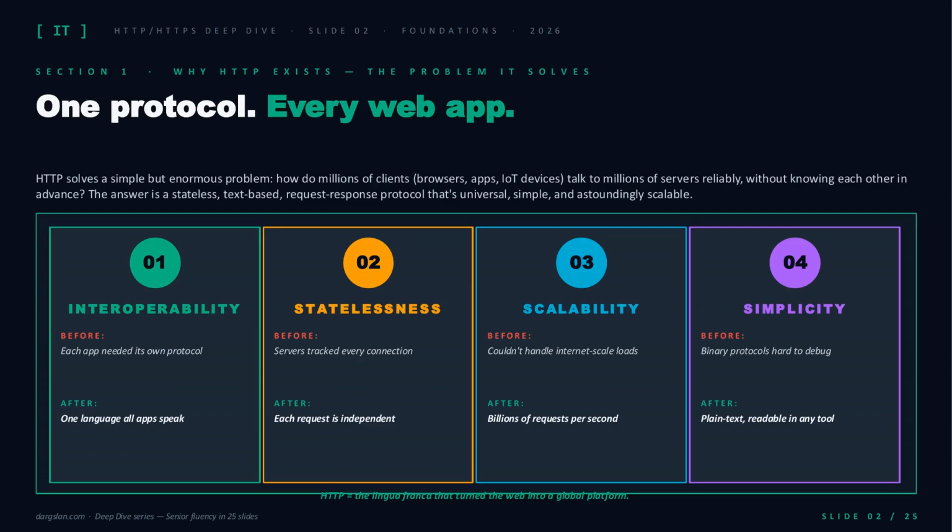Interoperability. Instead of every app inventing its own protocol, we got one shared language. Statelessness. Servers stop tracking every connection, so each request stands on its own. Scalability. That independence is exactly what lets modern infrastructure handle billions of requests a second. And simplicity. It's plain text, debuggable with curl or even telnet. That combination is what turned the web into a global platform.